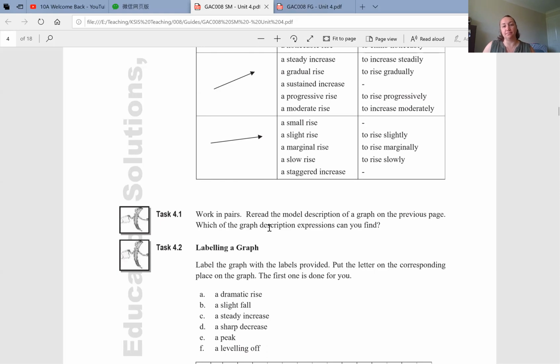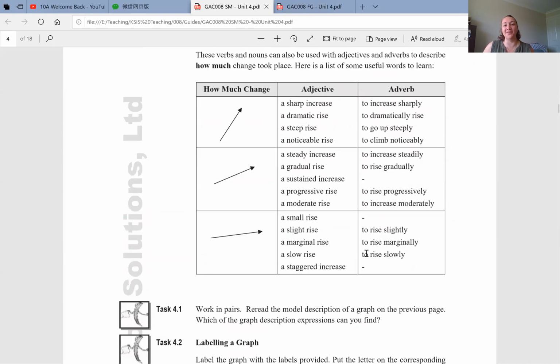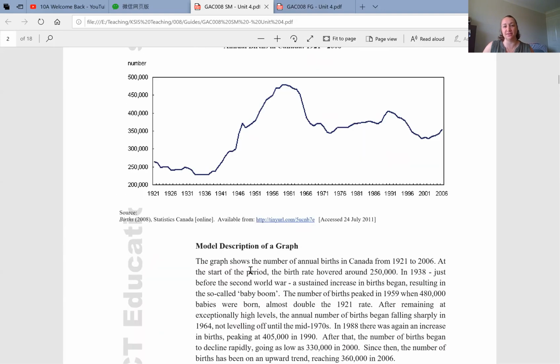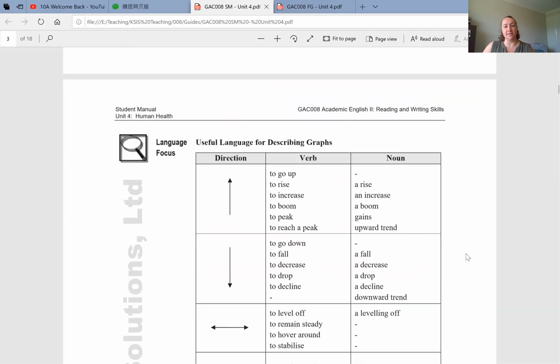So we're going to reread the model description of a graph on the previous page, and I want you to highlight which expressions you actually saw. Okay, so please go back up to here and just highlight the expressions that you saw. Okay, as usual, please pause if you've not completed that yet, and press play once everybody is at the same stage. Okay, so let's carry on.